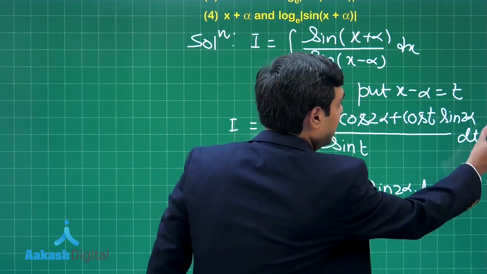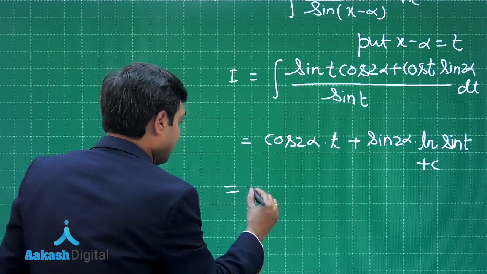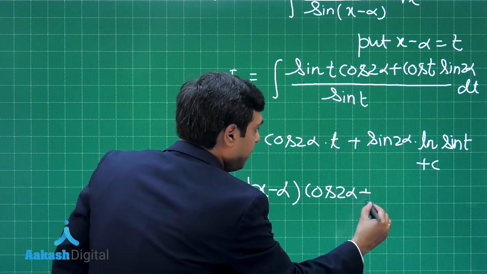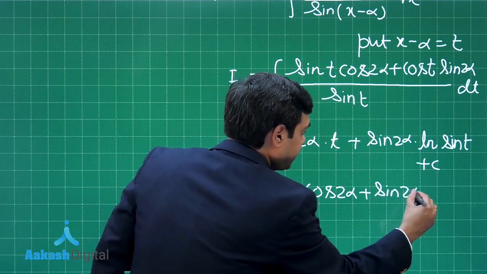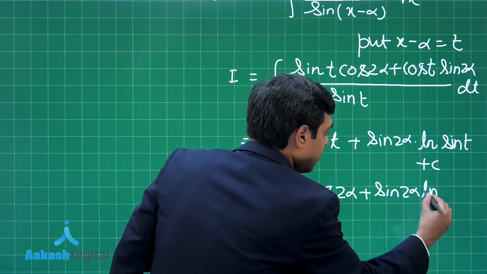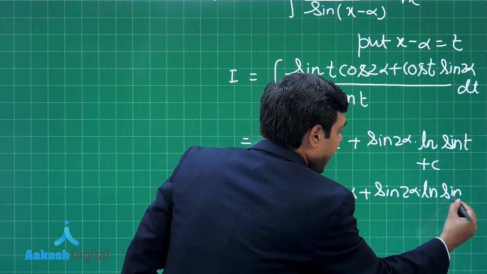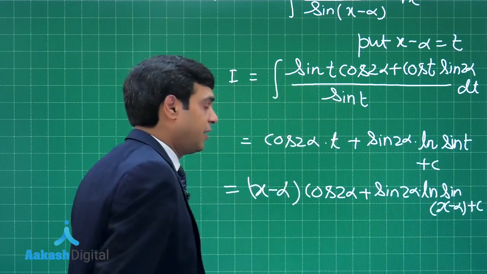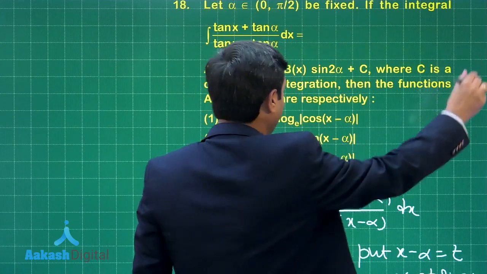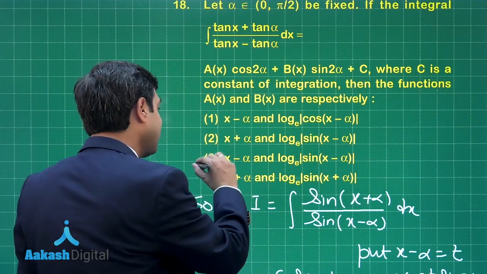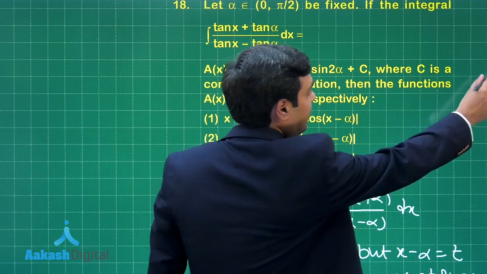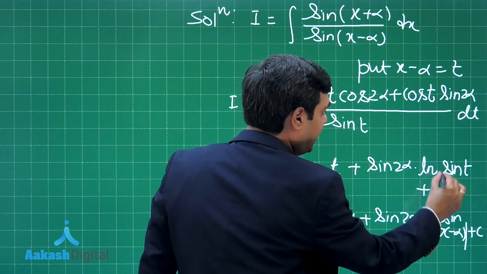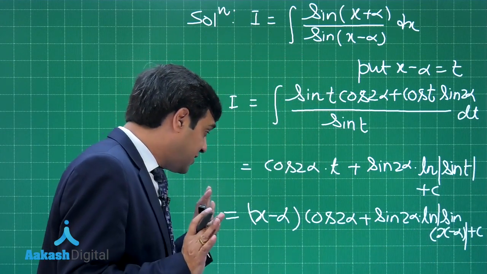plus constant of integration. Now this can be further written as x minus alpha into cos 2 alpha plus sine 2 alpha into log sine of (x minus alpha) plus constant of integration. Now when you compare with the given one, you can clearly see x minus alpha and log sine of (x minus alpha) is there. You can put modulus sign as required for this function. So after integration, it can be done.